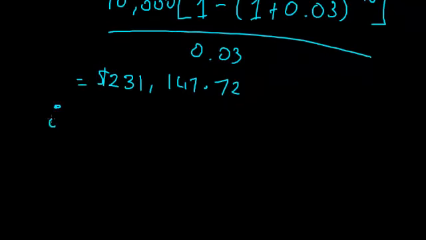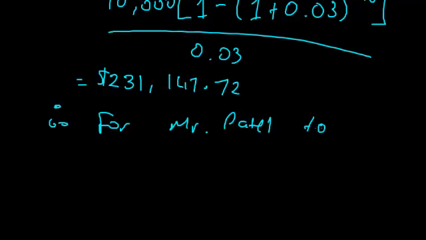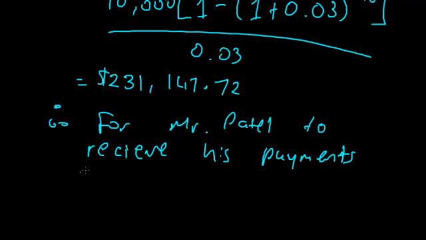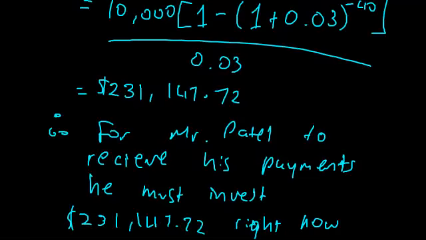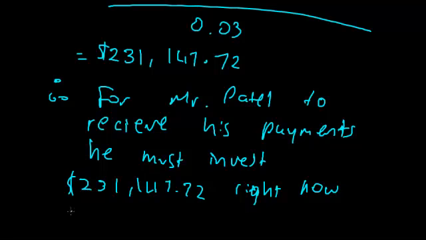So therefore, for Mr. Patel to receive his payments, he must invest $231,147.72 right now. And that's that. That's how you do present value.